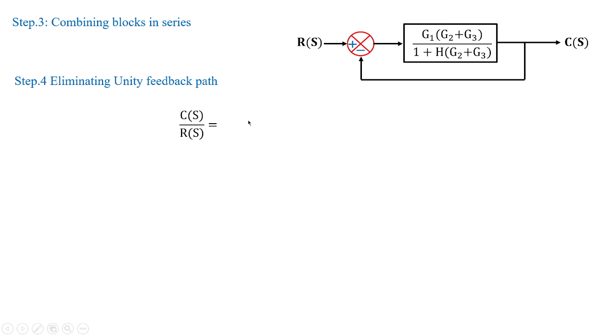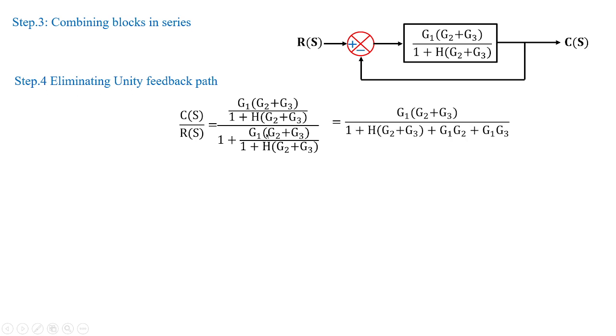that is C(s)/R(s) is equal to G(s) by 1 plus G(s)H(s). So I'm substituting the value of G(s), which is given in this forward path gain, that is a combination of G1(G2 plus G3) by 1 plus H(G2 plus G3). So that is taken in the numerator. 1 plus, you have the value of unity feedback, so I'm taking the value of G(s), that is open loop transfer function, as it is over here. So with proper LCM and cancelling out the like terms in the numerator and denominator, you're going to get the transfer function value as G1(G2 plus G3) by 1 plus H(G2 plus G3) plus G1G2 plus G1G3.